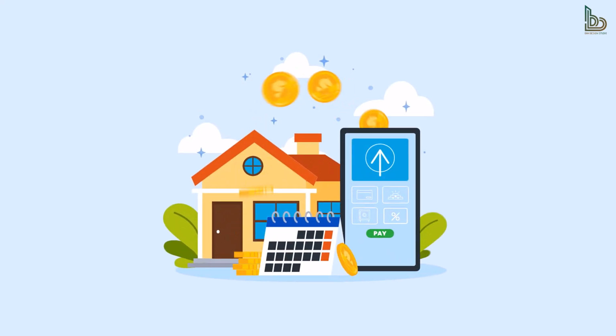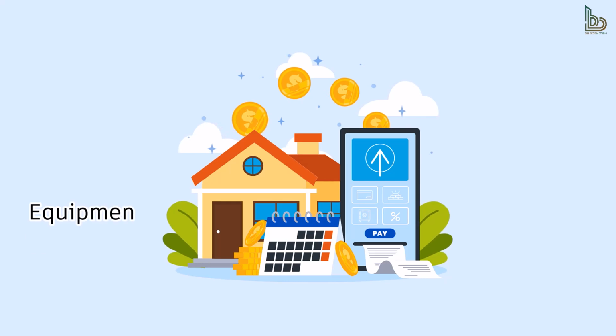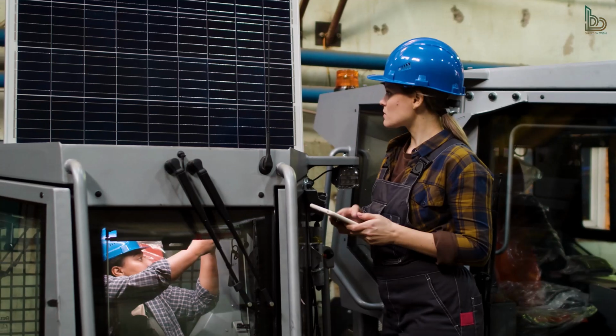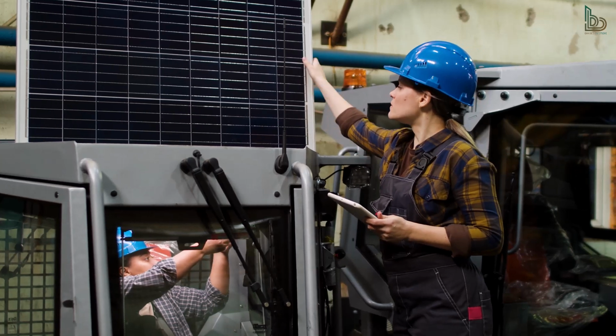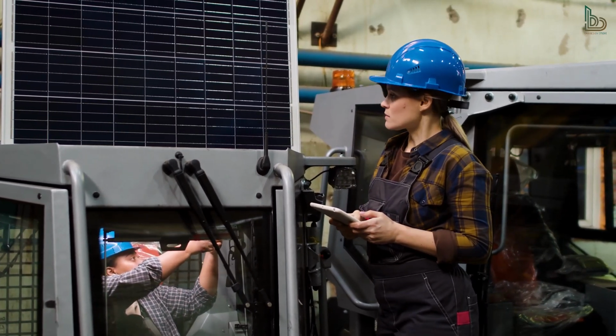7D turns the model into a long-term asset management tool. It contains detailed information on equipment, warranties, manuals, and maintenance schedules. For building owners and facility managers, this means streamlined operations and lifecycle planning long after construction is complete.